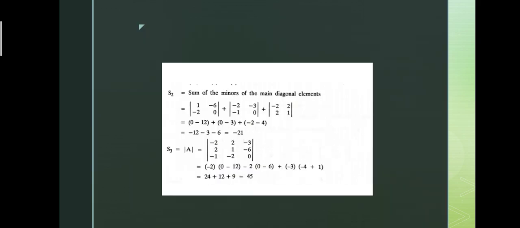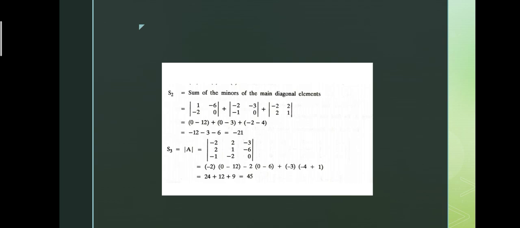λ³ - s1 λ² + s2 λ - s3 = 0, where s1 equals the sum of the main diagonal elements: -2 + 1 + 0 = -1. Then the s1 value is -1. s2 equals the sum of the minors of the main diagonal elements: |1 -2; -6 0| + |-2 -1; -3 0| + |-2 2; 2 1| = (0 - 12) + (0 - 3) + (-2 - 4) = -21. So s2 equals -21.